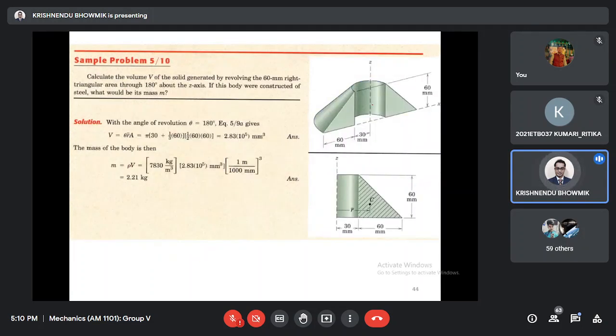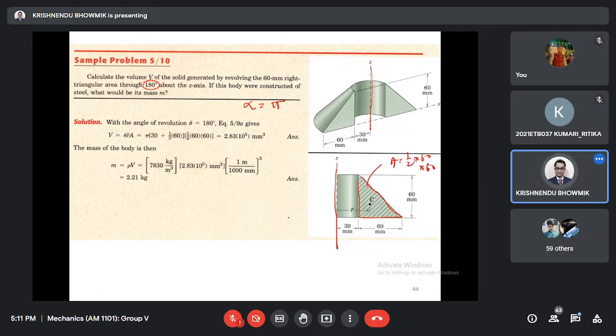Now, if I have this type of cross section, what will be the volume generated when it is rotated by 180 degrees? Alpha equals pi. So what we will do? We will take this section as the cross section we want to revolve by alpha equal to pi. What is the area for this? Half into base into height.